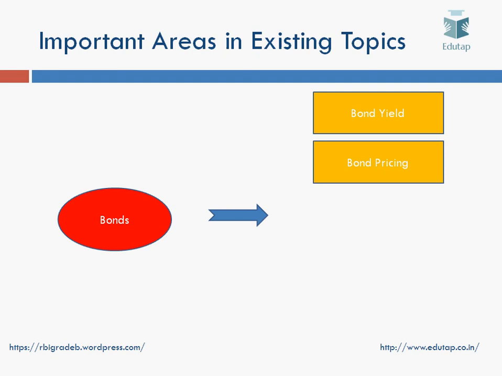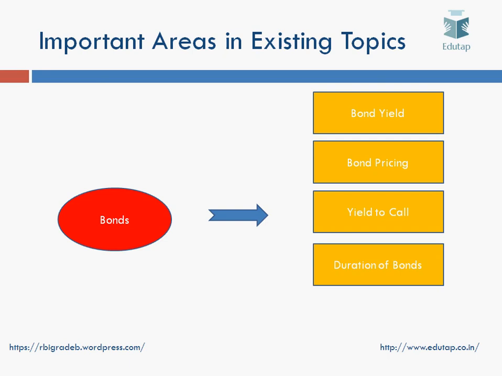But apart from that, you should also prepare for yield to call. Yield to call means the yield till the point the bond was called. Calling a bond means it was not allowed to go till maturity. Duration of bonds is a very important topic, and so is holding period return on investment in bonds. So these are the 5 very important areas, and there can be 1 or 2 more, but if you cover these, I think you are good to go for the exam.